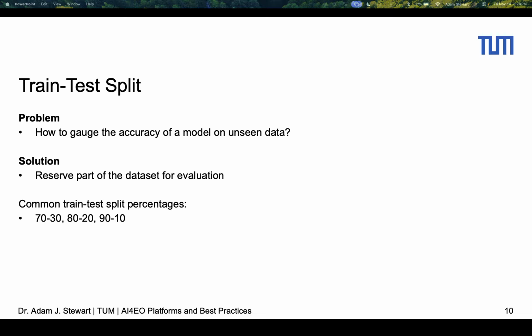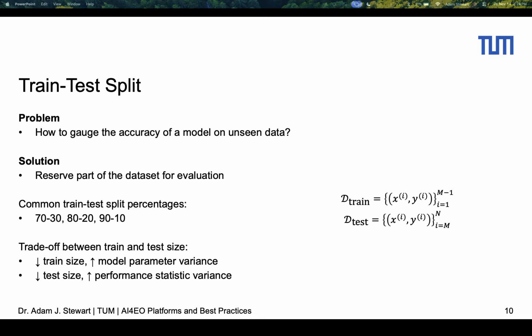You can do many different percentages for splitting this. Basically, the result looks like this. So if we have n data points in total, we'll save m of them for testing and then the rest for training, or vice versa. So usually somewhere between 70-30 and 90-10, so 90% training, 10% testing. Those are all good ranges. The exact values don't matter too much, although I'll explain in a second.